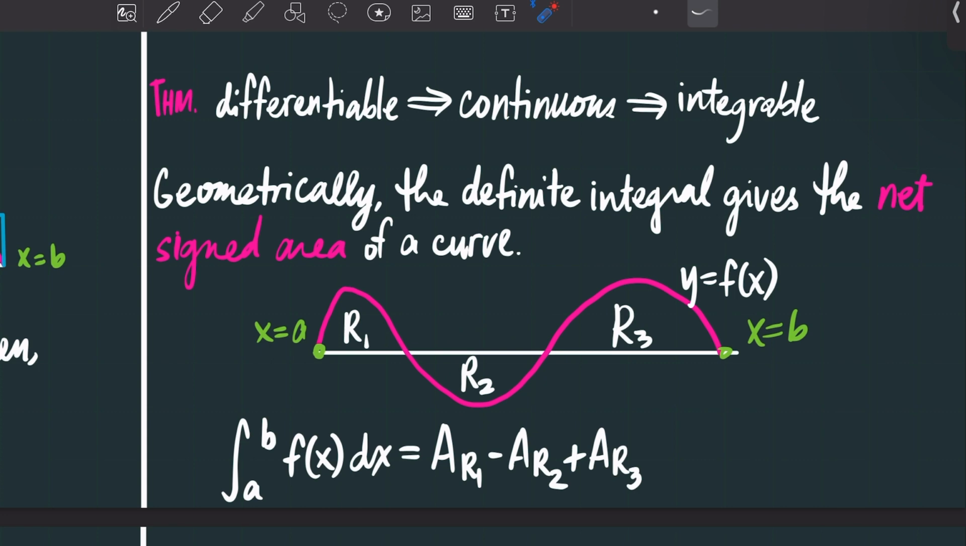So, yung integral daw ng f of x dx from A to B is yung area sa region 1 minus yung area sa region 2 since nasa baba siya plus the area of region 3. So, ganun natin kinukuha yung net signed area. Kunin nyo lang yung mga nasa taas, then isubtract nyo lahat nung nasa baba.